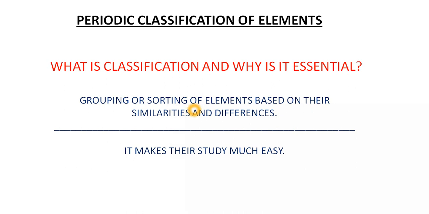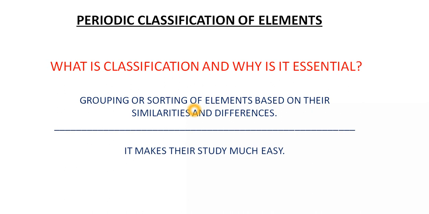Now, what is the need to classify elements? Why we classify elements? As we know, we have so many elements, almost 118 elements known at present, and it's very difficult to study the properties like physical properties, chemical properties, uses, applications, all these things of these elements separately. It's very difficult.